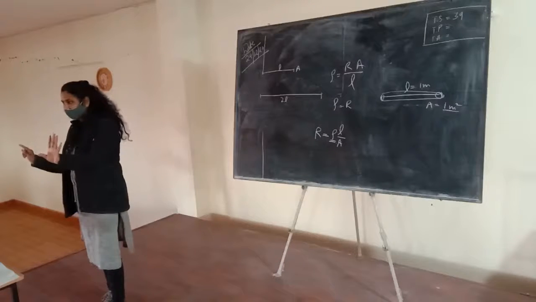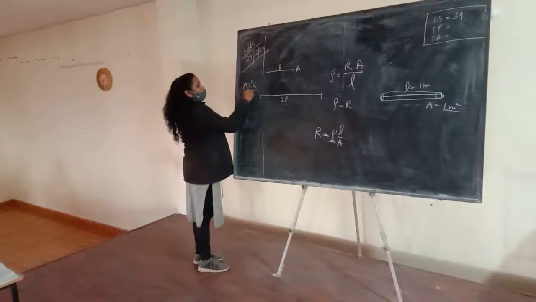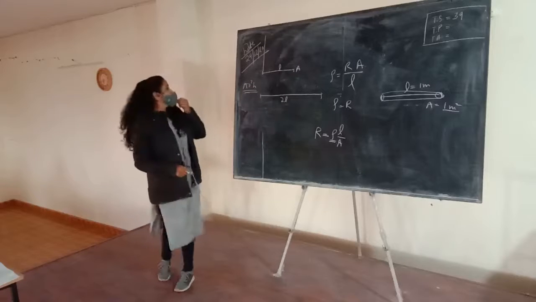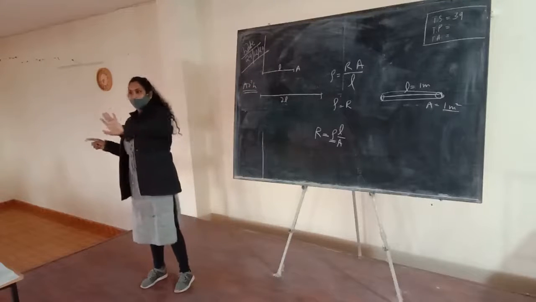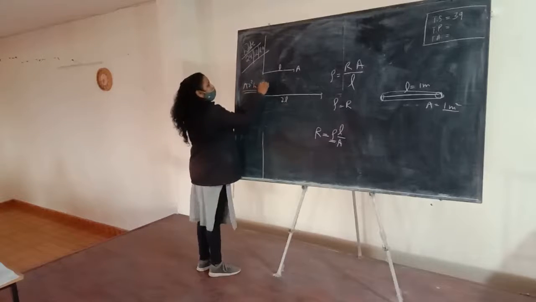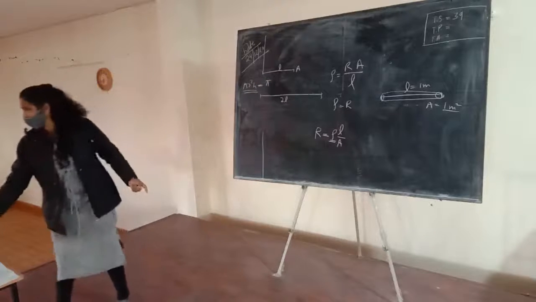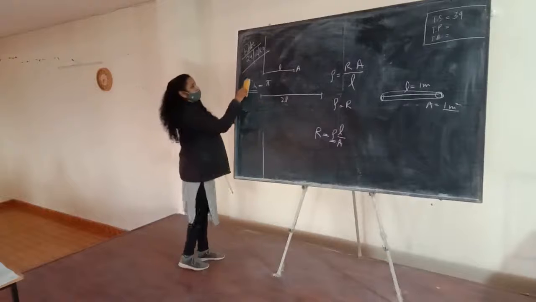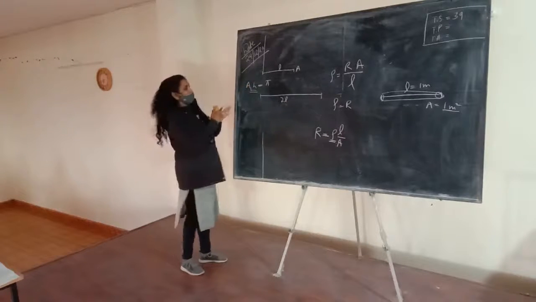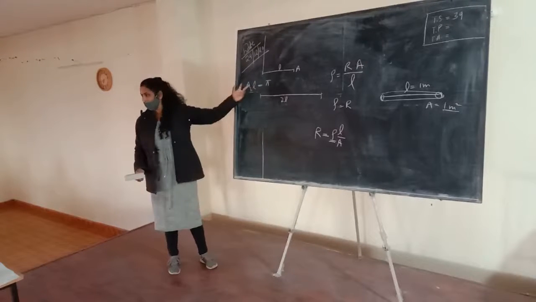The wire is in the shape of a cylinder, and we know the formula for the cylinder is pi r square l. This is the volume of the cylindrical portion. Then we can see the volume of the wire. Pi r square is the area, I am writing it as area A1. And the height is L. So this is the initial volume of the wire.